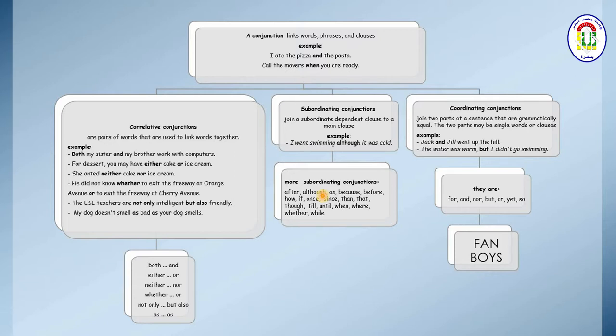Okay? As and because are used differently, mainly as subordinating conjunctions to express the cause. Before also like after, okay? I think they are familiar to you.